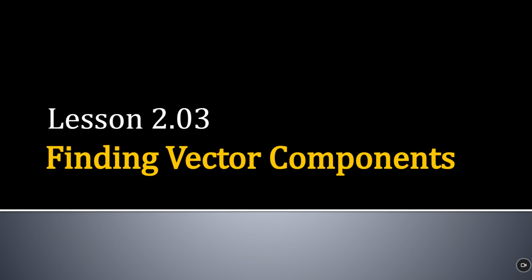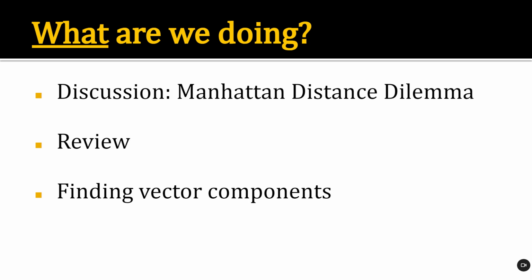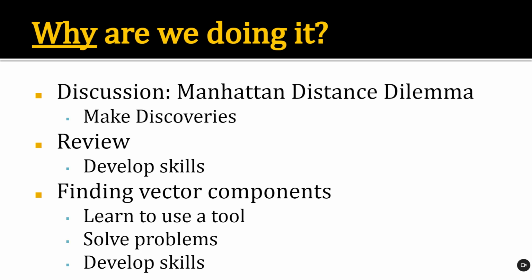Lesson 2.03, Finding Vector Components. What are we doing today? We're starting off with a little discussion on the Manhattan distance dilemma. Then we're going to review some old material, and then we're going to learn about finding vector components. Why are we doing any of this? Well, the discussion will help us make some discoveries about distance, and then the review will develop our skills. Finding vector components is the main event of this lesson. You'll learn how to use a new tool, use it to solve problems, and develop your skills along the way.